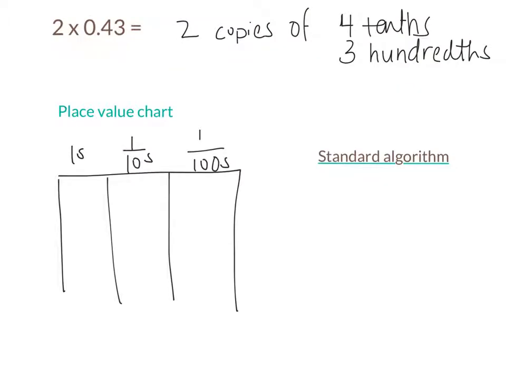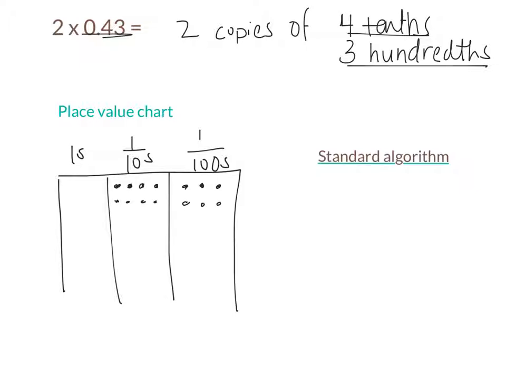So we're thinking about 0.43 as 4 tenths and 3 hundredths to prepare us to draw those discs into the place value chart. So if I have 1 copy of 4 tenths, I know I need to draw 4 dots in the tenths column. And how many in the hundredths column? How many dots? 3. Okay, how many copies have I drawn now? 1. And how many copies do I want? So I'm going to draw an exact copy of that. 1, 2, 3, 4, and 1, 2, 3. Okay, now I have my 2 copies.